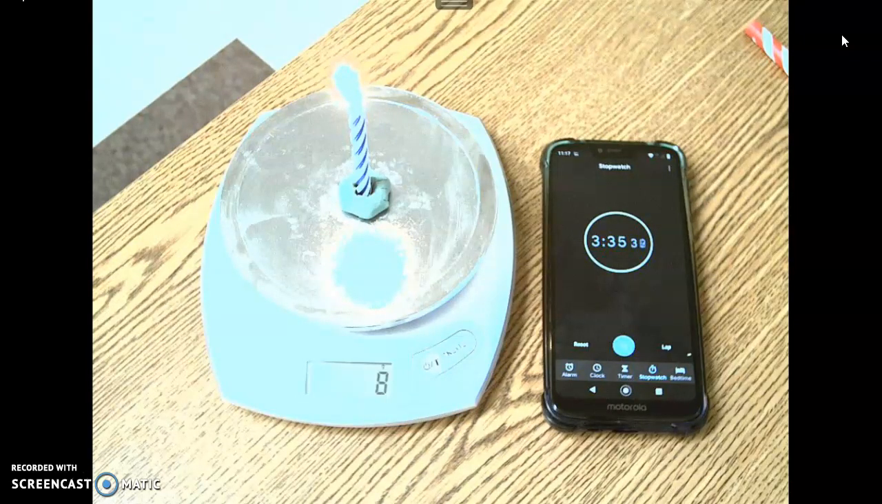Candle is continuing to get shorter as it burns. If you notice, the flame seems to be getting slightly bigger. Going on 4 minutes. Okay, at 4 minutes, we are still at 8 grams. So at the 4 minute mark, please write down 8 grams on your paper.